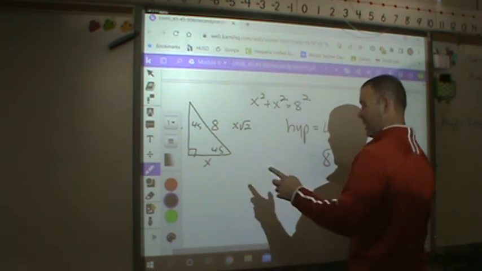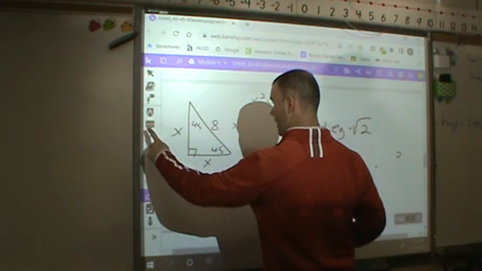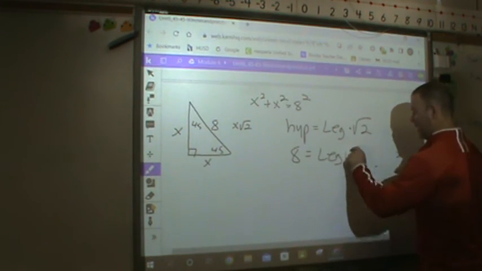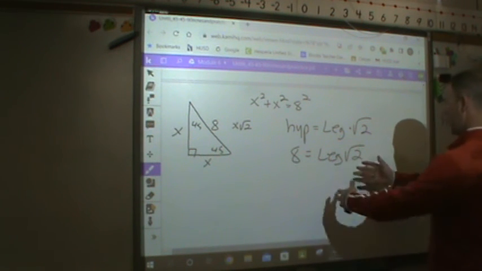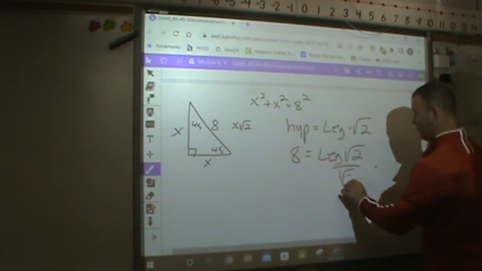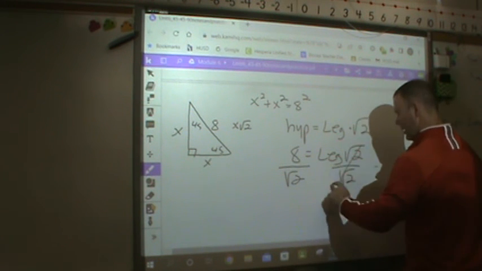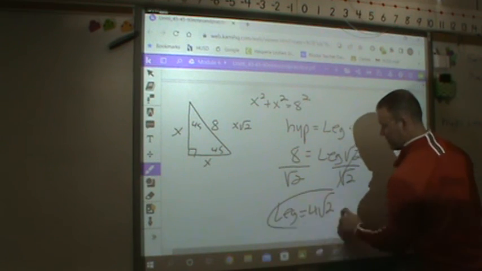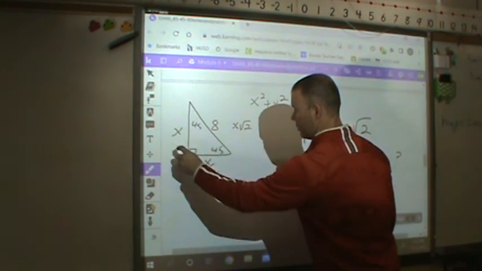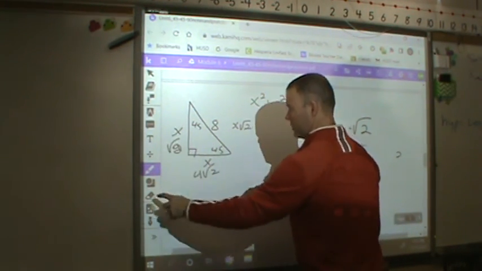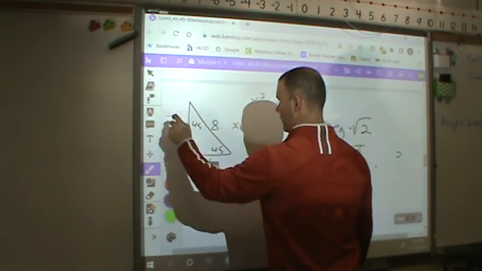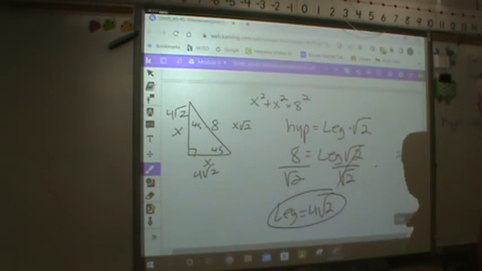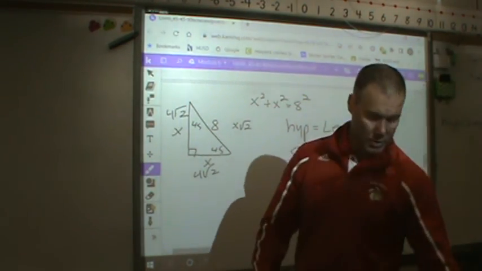So 8 is equal to the value of my leg times the square root of 2. How do I get the leg by itself? I divide by the square root of 2. So my leg ends up being equal to 4 square root of 2 when I simplify. Gee, this leg's 4 square root of 2. This leg's 4 square root of 2. My legs end up being decimals. All right, so we'll talk more about that tomorrow and work on that. There's your notes.